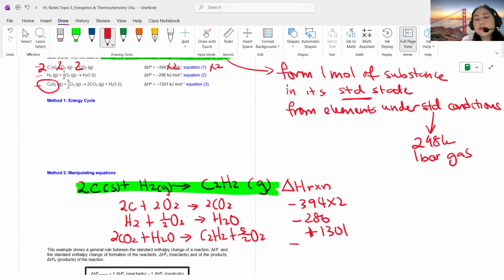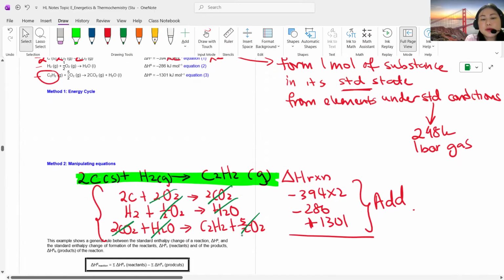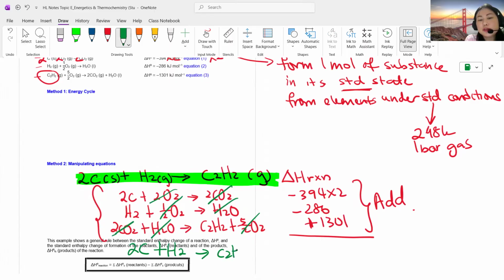So what do I do to all these values? My job is very simple, add them up. Just like how I added all the equations together. If I add all the equations together, I will get cancel, cancel, cancel, whatever that you can cancel, you will cancel, and then you write it out. So you get 2C plus H2 before the arrow, after the arrow, C2H2.